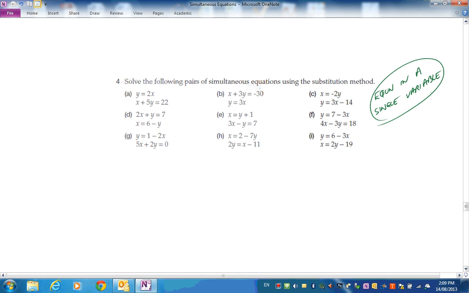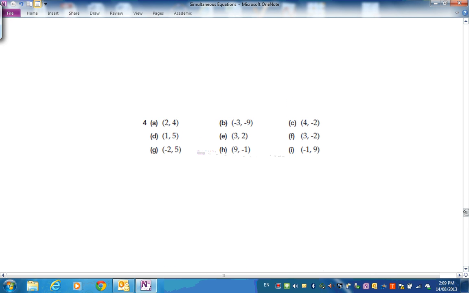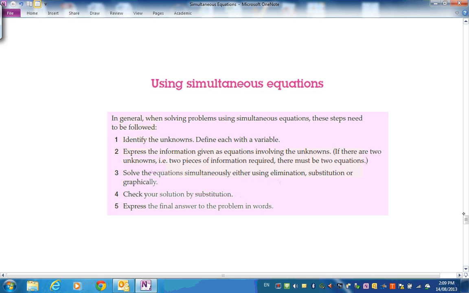Have a go at all of these, and the answers are down the bottom. Here we just go down and have a look. There are the answers there to each of those. All right. Pause presentation, toggle back and do all those and check your answers. I'm going to go on now, and here we are using simultaneous equations.